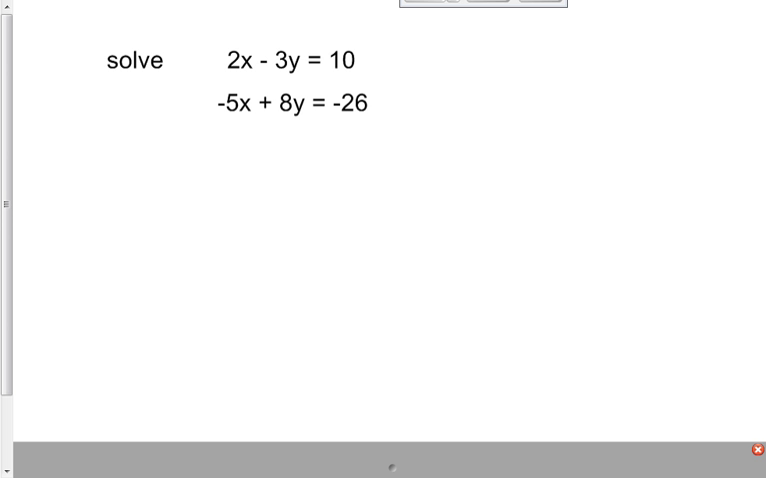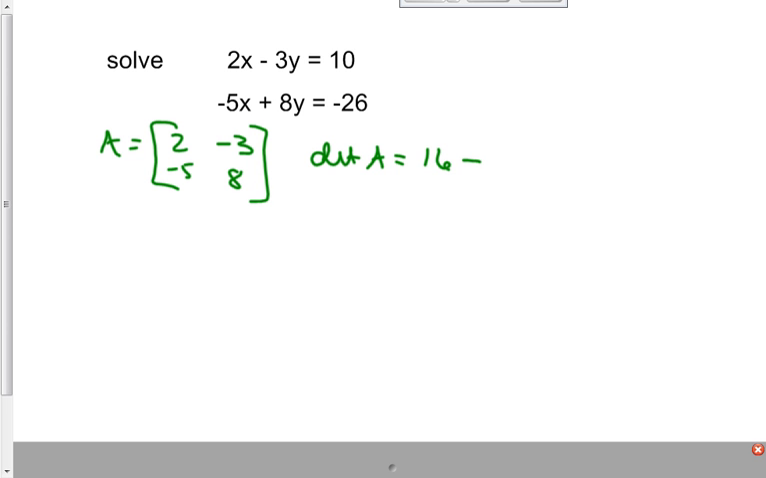Let's try this one. 2x minus 3y equals 10. Negative 5x plus 8y equals negative 26. A matrix. 2, negative 3, negative 5, 8. The determinant of A. 16 minus 15. That's handy.